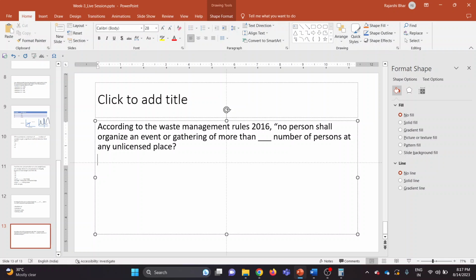Okay, so according to the solid waste management rules, no person shall organize an event or gathering of more than dash number of persons at any unlicensed place. Your options are 90, 100, 80, and 50. Just 10 seconds to think about this.